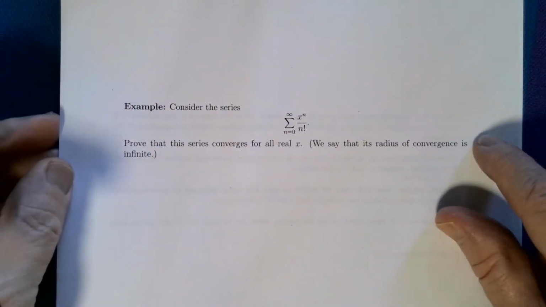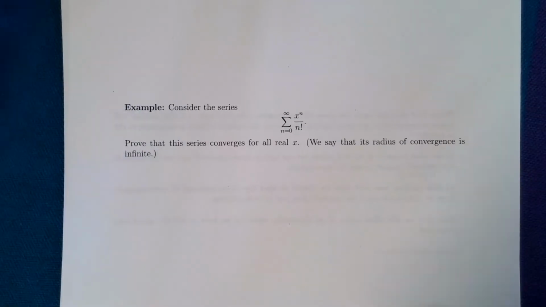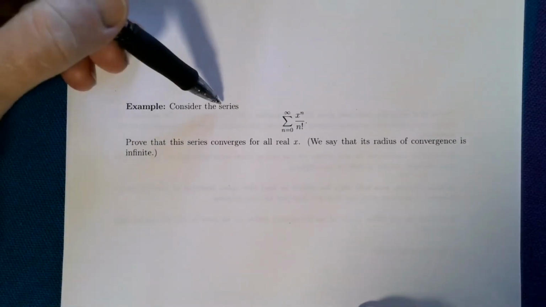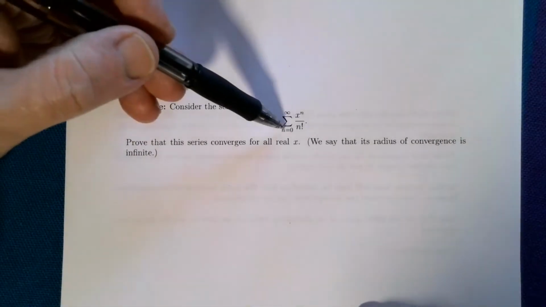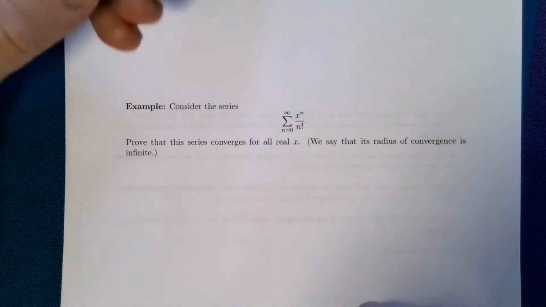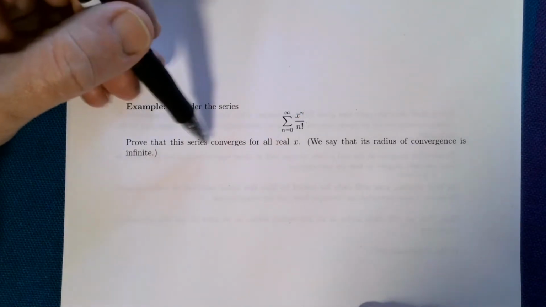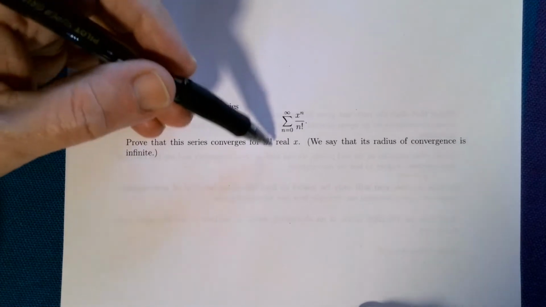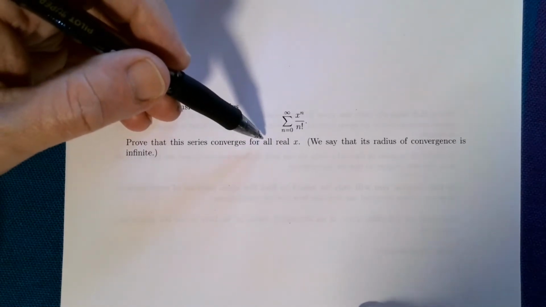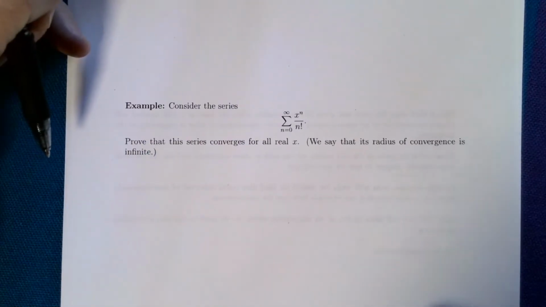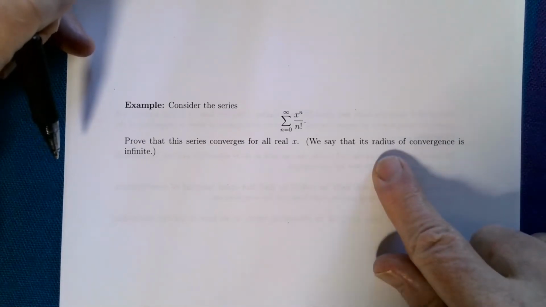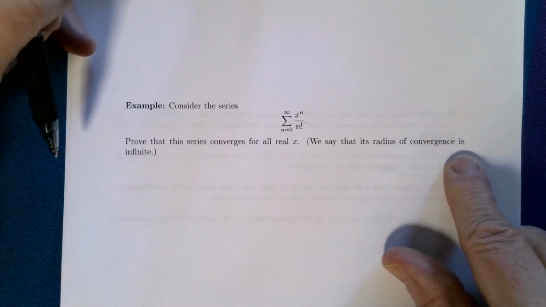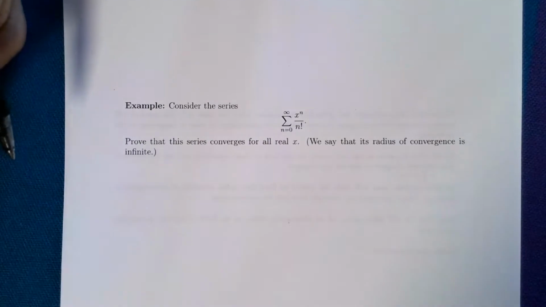Sometimes we get series that converge for all x, and we're going to see one of these here. This is the sum of x to the n on n factorial. We're going to prove that this series converges for all real x. That is, it converges on the whole of the real line, in which case we say that the radius of convergence is infinite, because it's converging on the whole of the real line.